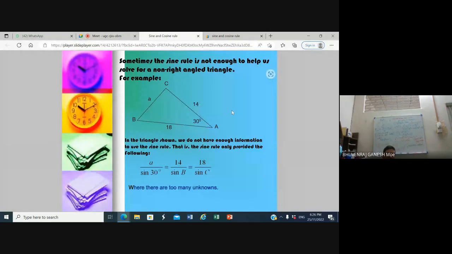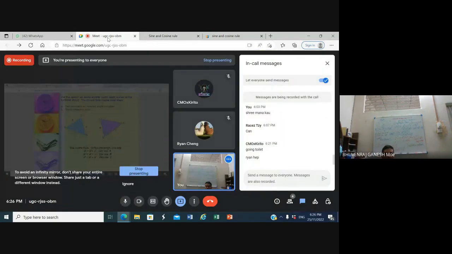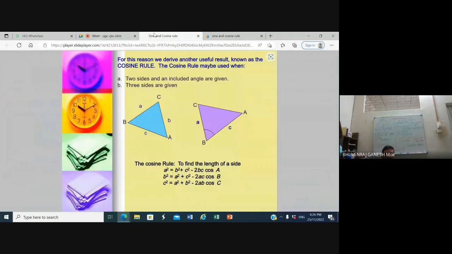So this is the first thing. And here we have these three formulas over here. So we derive another cosine rule. Cosine rule is actually derived. It's not just like that. Okay, so we go on here. Cosine rule, minimum requirements: two sides and an included angle given, or three sides are given straight away.